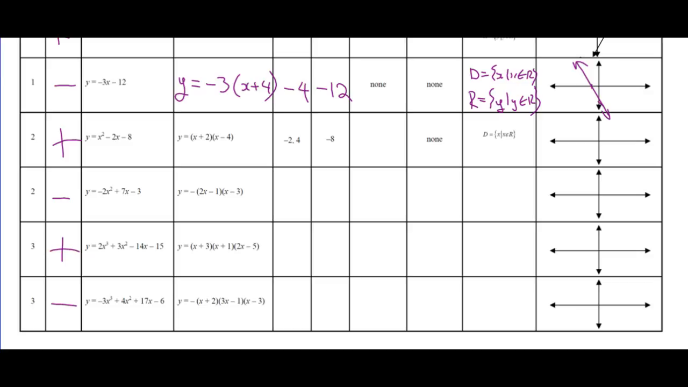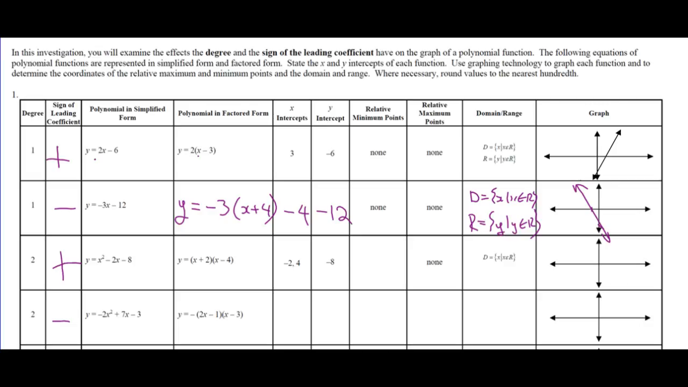X squared. This is a parabola that opens which way? Up. So it has a minimum. And the minimum point is... how do we do that? So you could graph this, right? Or you could say the x-intercepts are -2 and 4, so then it's at 1. That's what we did, isn't it? It's at 1, -9. Right? 1, -9? Okay. Remember we did that?